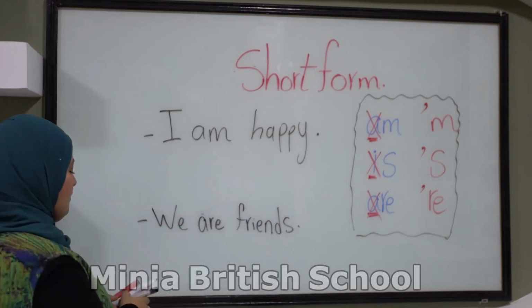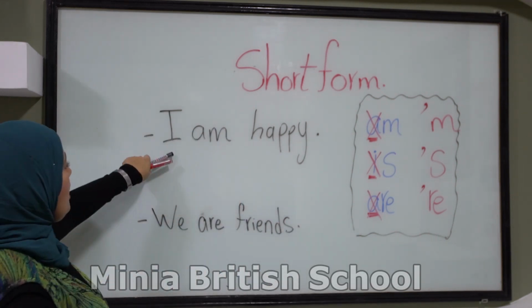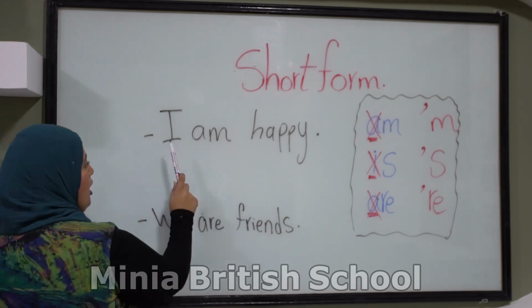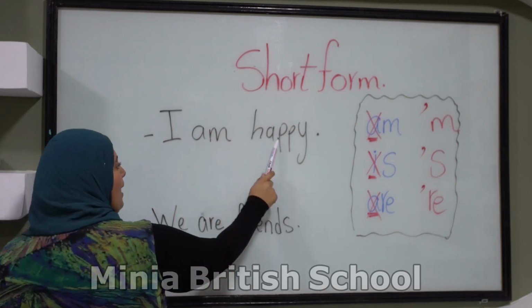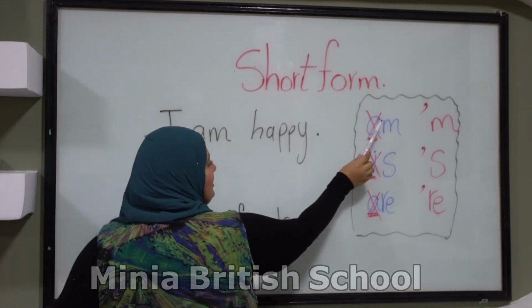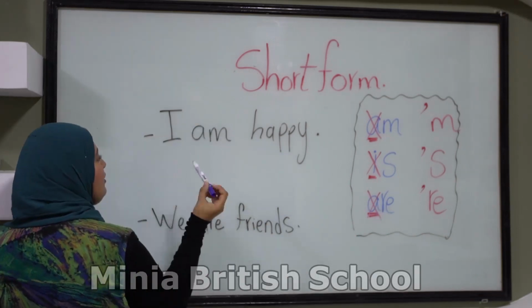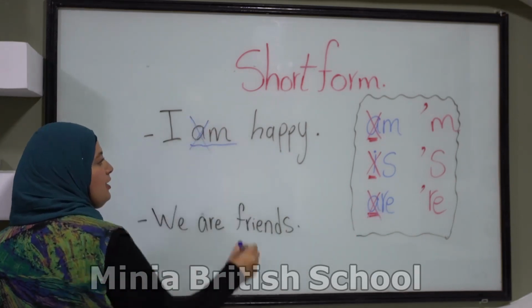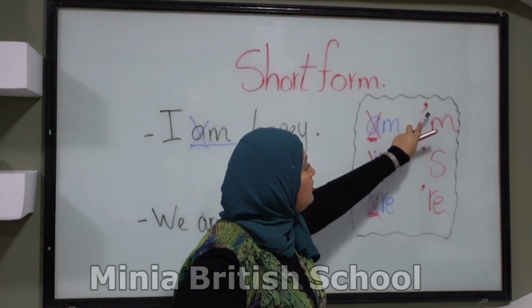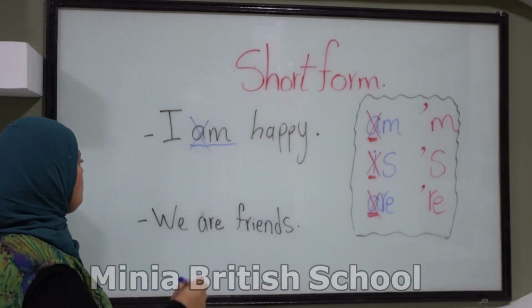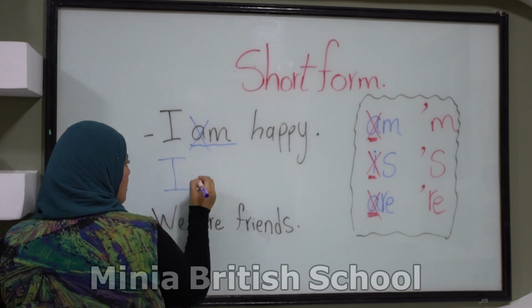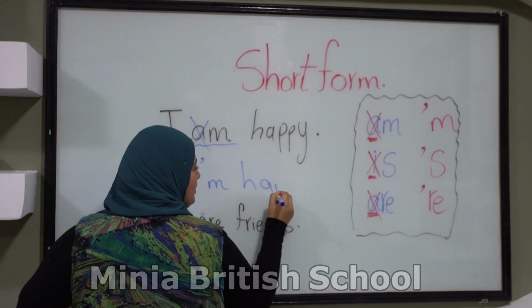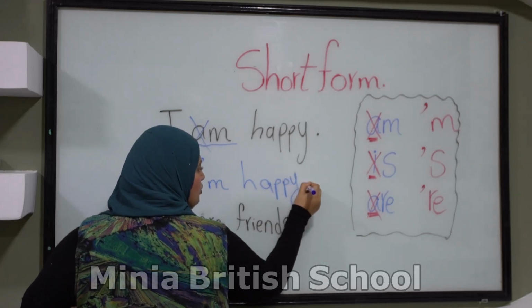Let's see. This is another example. I am happy. And we say that the short form will be for I? No. For happy? No. For what? Am, yes. So I have here am. So what will I do to make the short form? I will omit the first letter and put what? Apostrophe. Excellent. So I will write I, apostrophe, m happy. And this will be the short form.